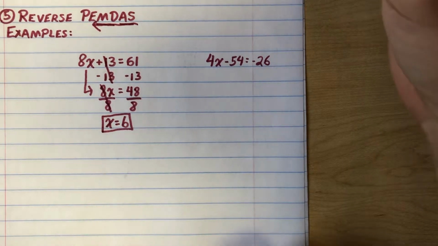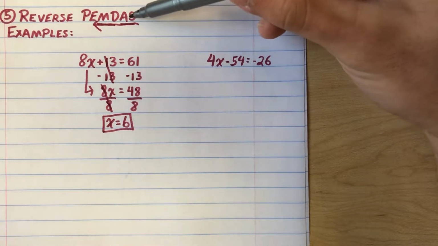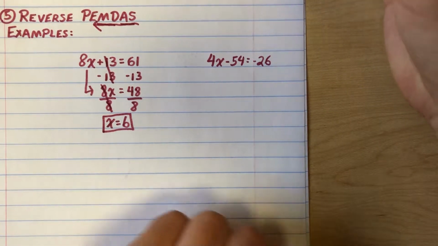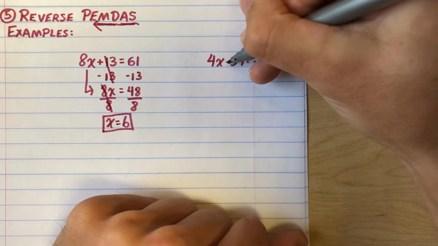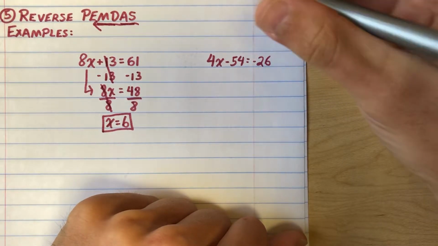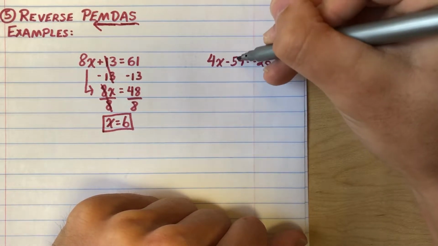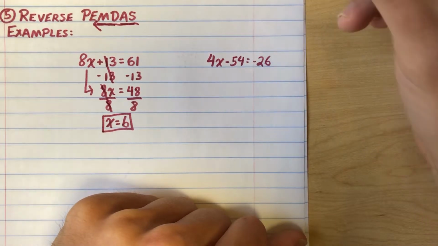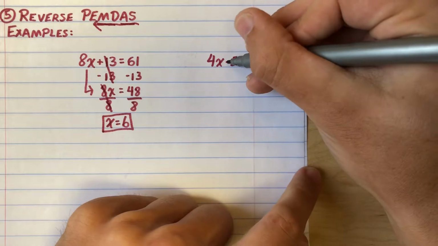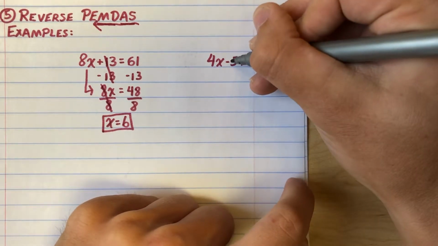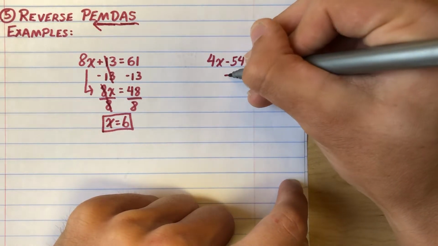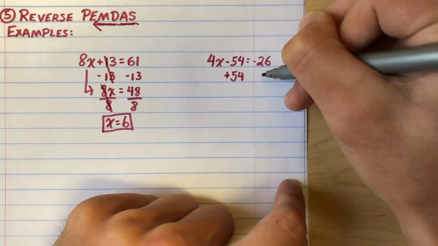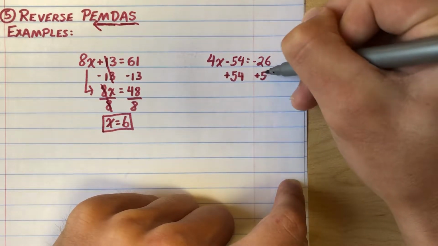So we're going to take care of addition and subtraction first, like I said. So that's going to be this minus 54. So now I like to think of this as negative 54, all right? Instead of minus a whole number 54, this is actually, to me, negative 54. So the opposite of subtracting by 54, or the opposite of negative 54, is positive 54. So we're going to add 54 to both sides, like this.